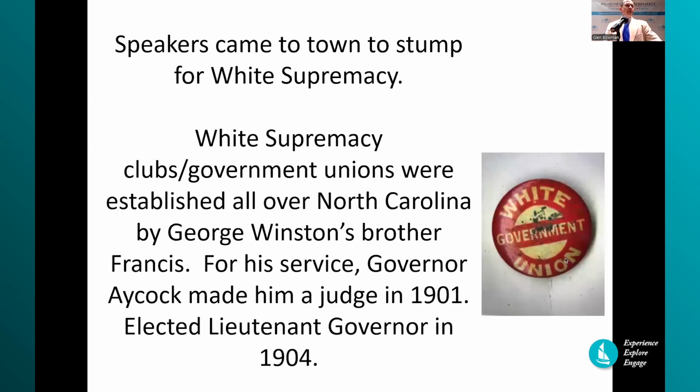In Elizabeth City, speakers came to this town really to stump for white supremacy. That's how they identified themselves. White supremacy clubs and government unions were established in this area. Professor Winston had a strong role in this. His brother Francis did as well. In fact, for this, the governor made Francis, Professor Winston's brother, a judge, and then later on he was elected lieutenant governor. So these were, and if you read the papers at the time, you see announcements for meetings and clubs and such.